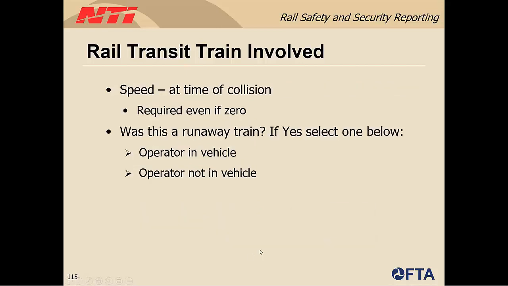Okay, the form also collects the speed at the time of the collision. This is required, so even if the train is not moving and you've chosen stopped, you have to put in a 0 there. And then the last question on the form is, was a runaway train involved? And if so, you would click on yes. And then when you click on yes, it's going to ask you if the operator was in or not inside the vehicle at the time.